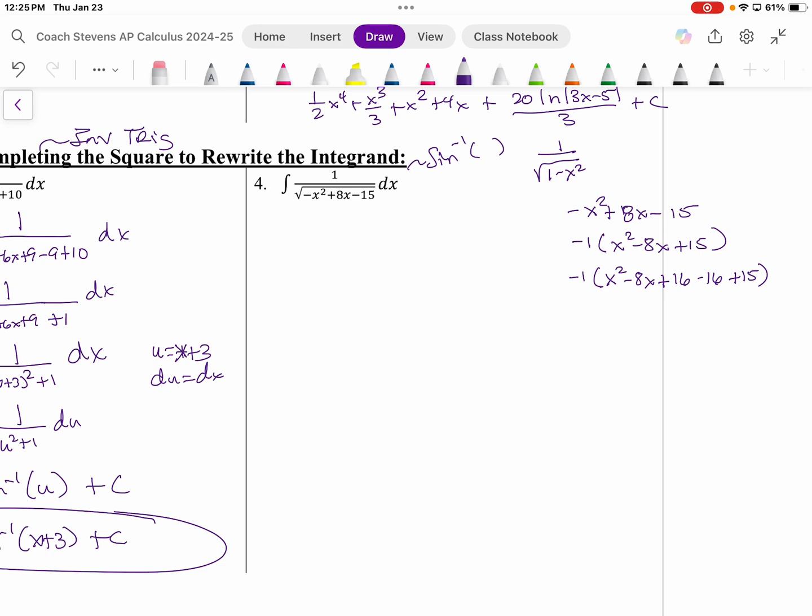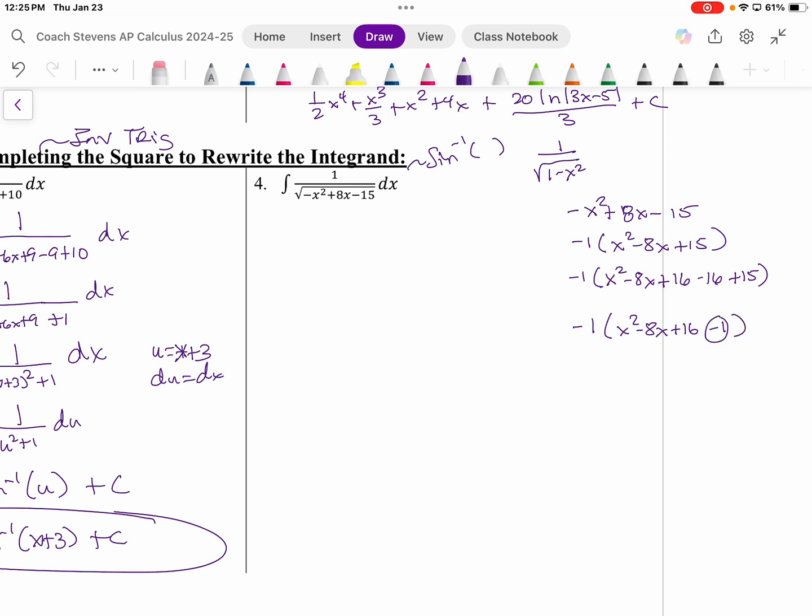Now, the x squared minus 8x plus 16 is a perfect square trinomial. We can now combine the negative 16 and 15 if we want. Eventually, it's got to go outside the parenthesis. So we can combine them, and let's go to that next stage of negative 1 times x squared minus 8x plus 16. Negative 16 and positive 15 make negative 1.